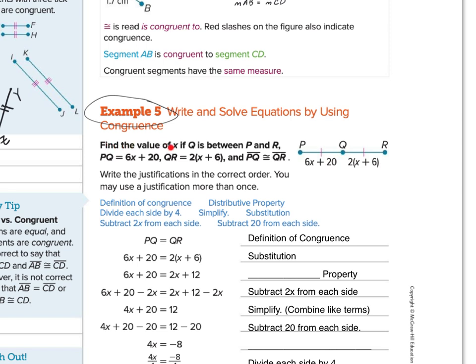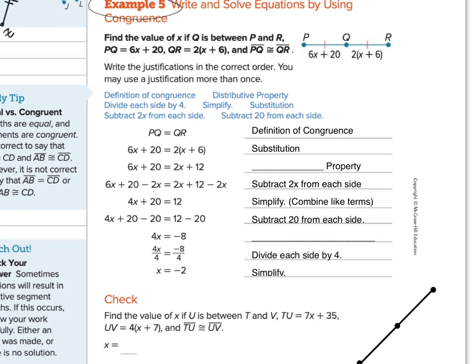And then it says find the value of x if Q is between P and R. So there's my betweenness. So some things I know, PQ plus QR is equal to PR. But in this case, it's easy enough to understand congruency and just say, hey, PQ equals QR. And that's what they did. They did some substitution here. So they substituted in for PQ, they substituted in for QR, and then they continued to solve the equation. It looks like we ended up going from here to here.